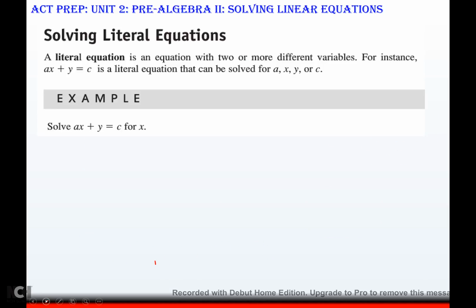Alright, literal equations. A literal equation is an equation with two or more different variables. For instance, ax plus y equals c is a literal equation that can be solved for a, or x, or y, or c. So they gave me this problem, and they're telling me to solve it for x, which means I need to get x alone. My goal is to get this guy all alone by itself.